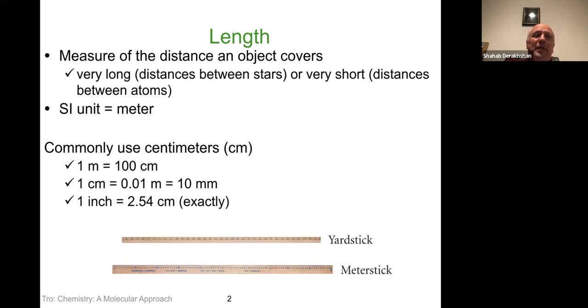So you don't need to memorize these unit conversions, but whenever it comes to centimeter or millimeter, those are prefixes, you need to know them. But yard or inch conversions are not necessarily ones that you need to memorize. They will be provided to you for solving your problems.